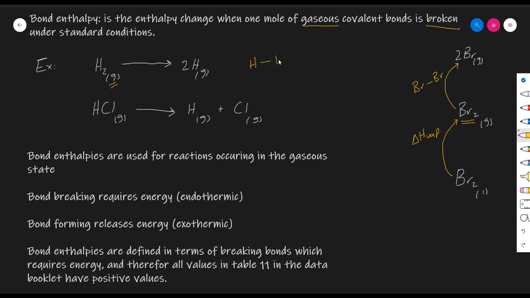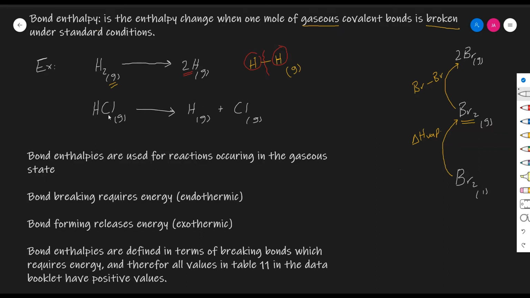Initially, as we saw in topic 4 on bonding, hydrogen is bonded with a hydrogen in the gaseous state. Any energy we supply to it will go to break the bond, forming one H gaseous atom and another H gaseous atom as displayed here. Thus, this represents the enthalpy change required to break 1 mole of gaseous covalent bonds under standard conditions.